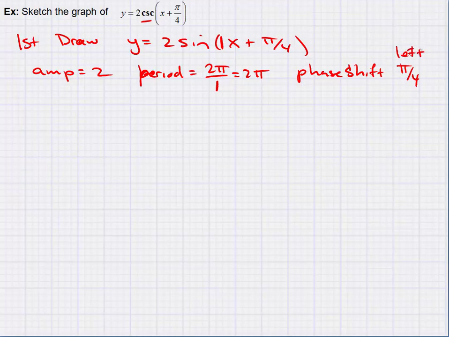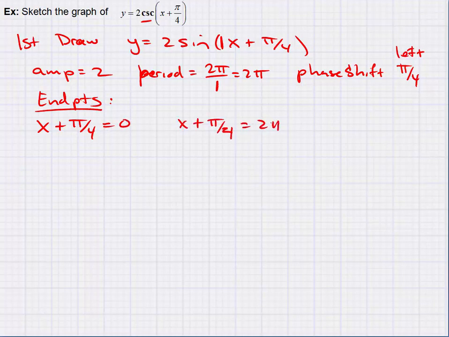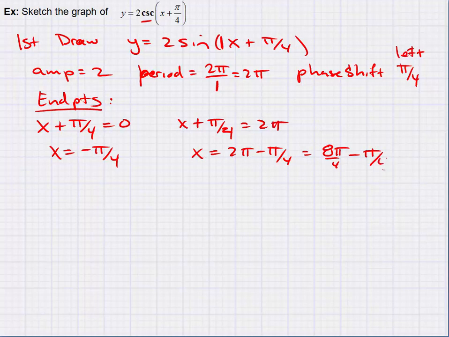Alright, so that's fine to know, but really we want to graph it, so we want to find the endpoints. So if I want to find the endpoints, I take this x plus pi fourths. Since it's a sine function, I set it equal to 0, and I set it equal to 2 pi. I get x equals negative pi fourths, and x equals 2 pi minus pi fourths. Well, 2 pi is 8 pi fourths, minus pi fourths gives me 7 pi fourths.